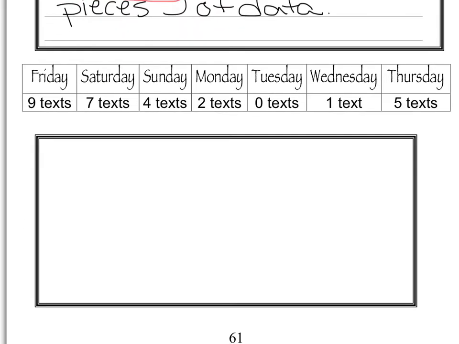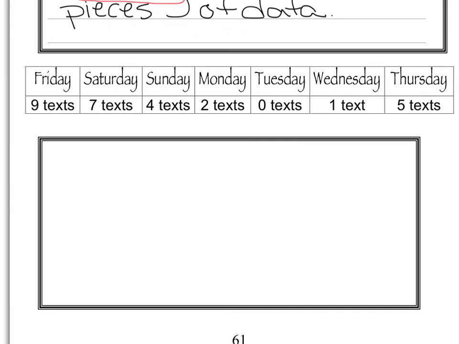Let's take a look at some data that we have here. This looks like some text messaging data. We can see that this person, whoever it is, texted 9 texts on Friday, 7 on Saturday, 4 on Sunday, 2 on Monday, 0 on Tuesday, 1 on Wednesday, and 5 on Thursday. We can represent this either in the form of a math problem or in the form of a picture or line graph, or dot plot. Let's take a look at a couple different ways to represent this.